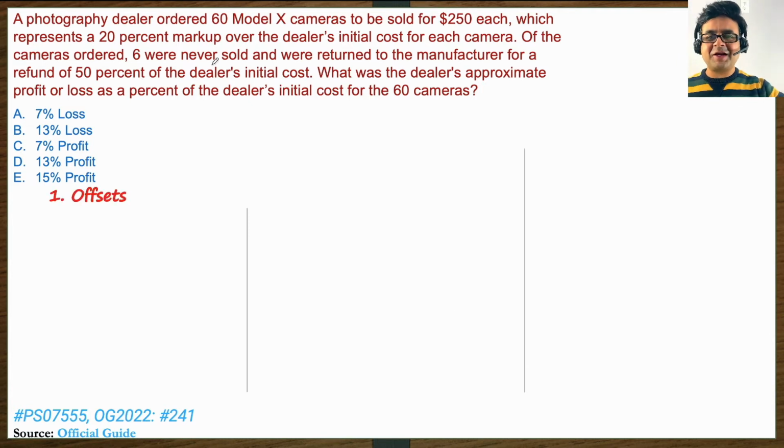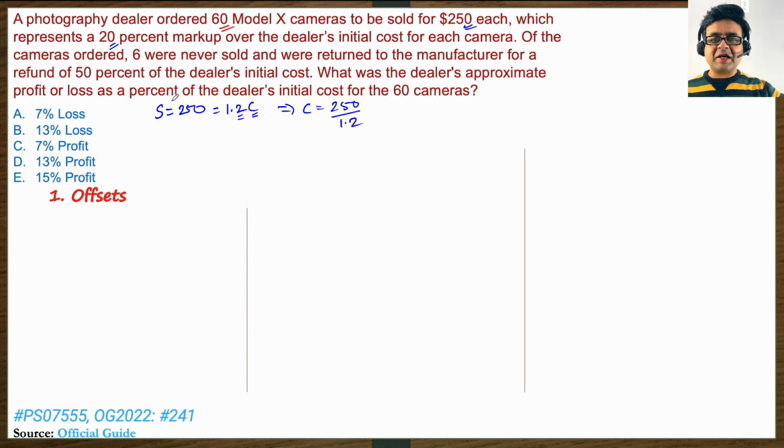Before we start, we have to read through the question and take down all the information. We are given there are 60 cameras and they are sold for $250 each. So the selling price is given to be $250. We are also given that the selling price represents a 20% markup on the initial cost. So this is 1.2C, 20% markup on the initial cost. So this implies that my C will be 250 divided by 1.2, and we will see when to use that.